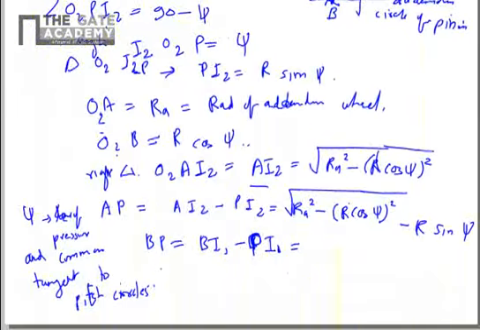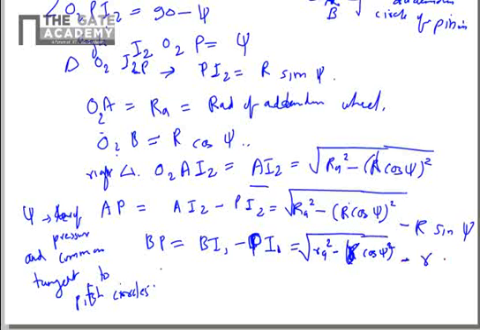So hence BI1 will be equal to the square root of the hypotenuse, small ra, the addendum circle radius, squared, minus the base, small r cos xi, squared, minus PI1. PI1 is nothing but small r sin xi. So you can see that both expressions are similar for AP and BP. The triangles are almost the same, one for the wheel and the other for the pinion.